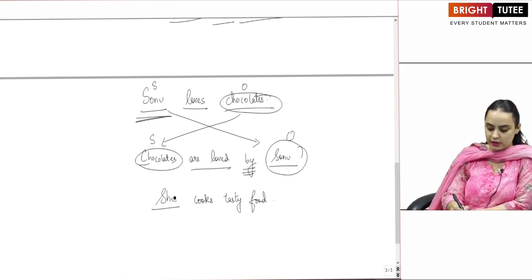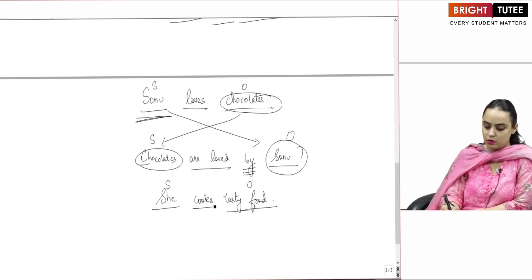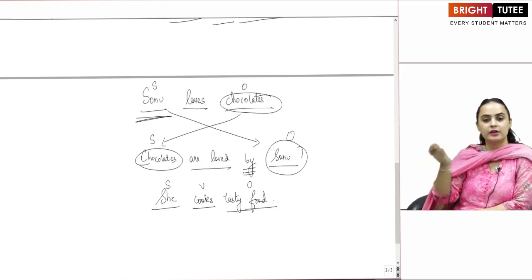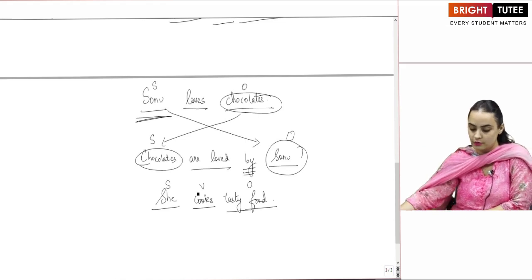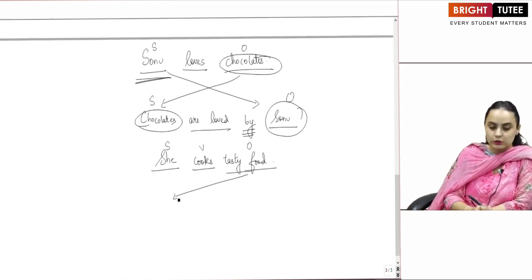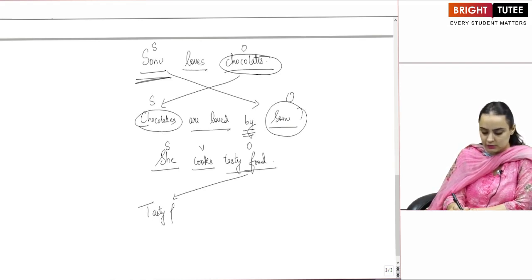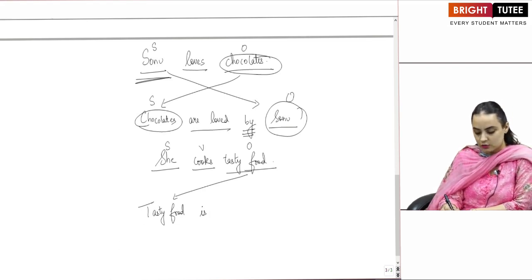What is my subject? She. What is my object? Tasty food. And verb is cooks. So like I told you, the subject becomes the object, object becomes the subject. So, what is my object in this sentence? Tasty food. So, it will become my subject now in the passive sentence. So, tasty food, cooks changes to is cooked.